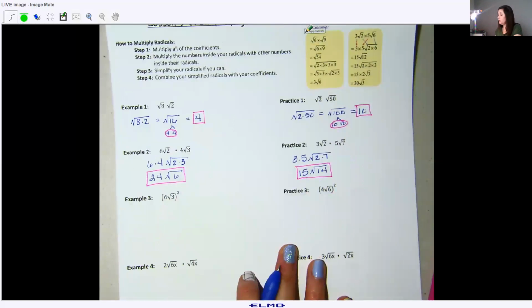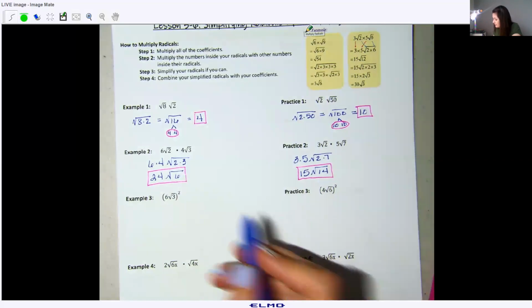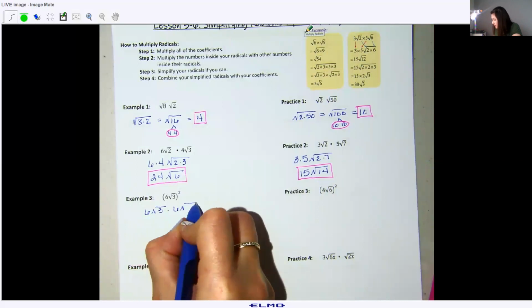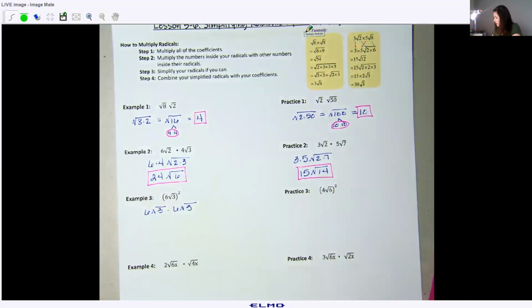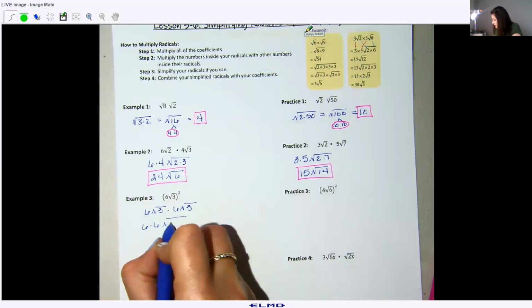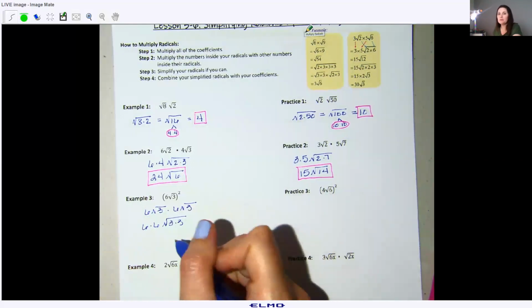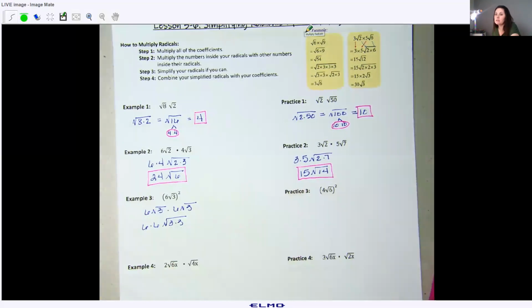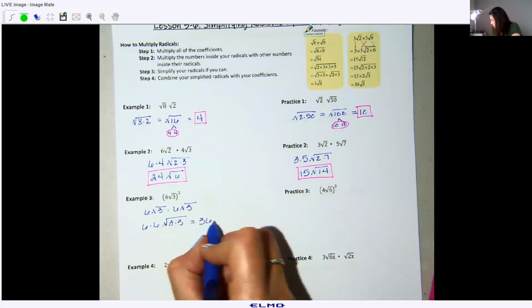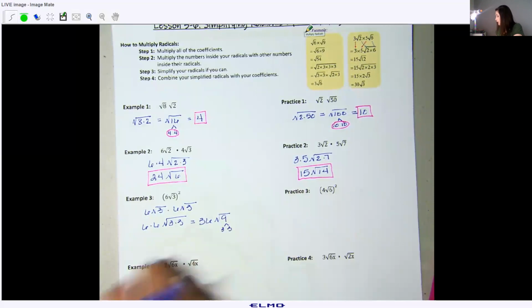Okay, example number 3, we have 6 square root of 3, squared. All that means is we are going to take 6 square root of 3 times 6 square root of 3. Okay, so we multiply 6 times 6, and then 3 times 3 inside. Now we'll do this problem and then I'll tell you what to expect in something like this. Okay, 6 times 6 is 36. 3 times 3 is 9. But the square root of 9 is 3.